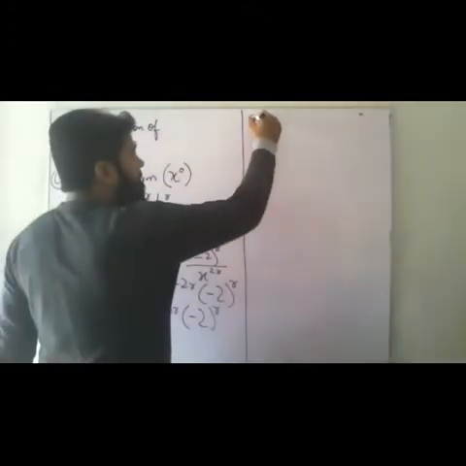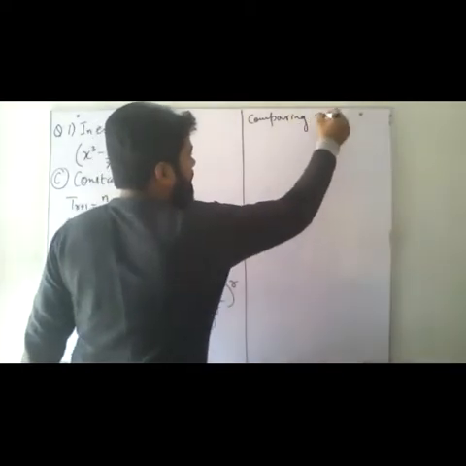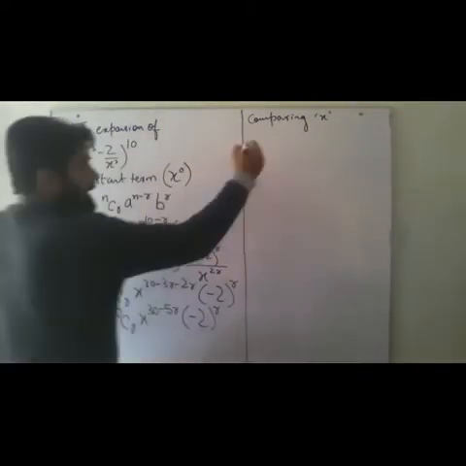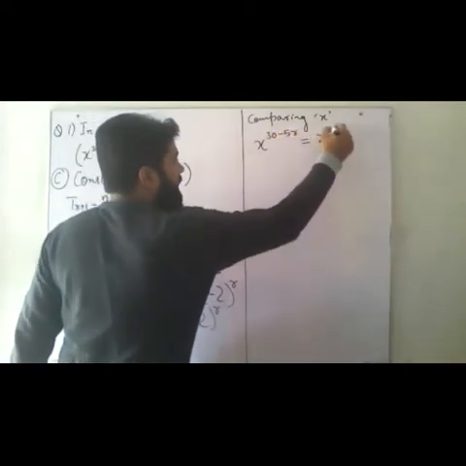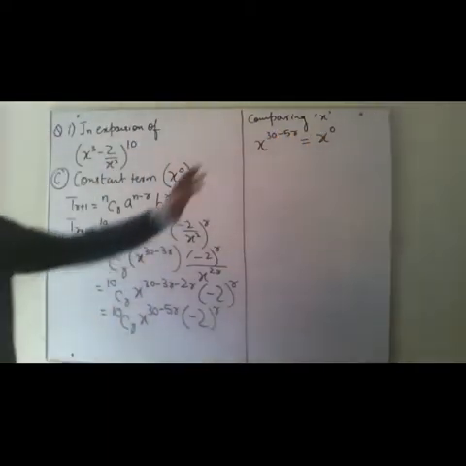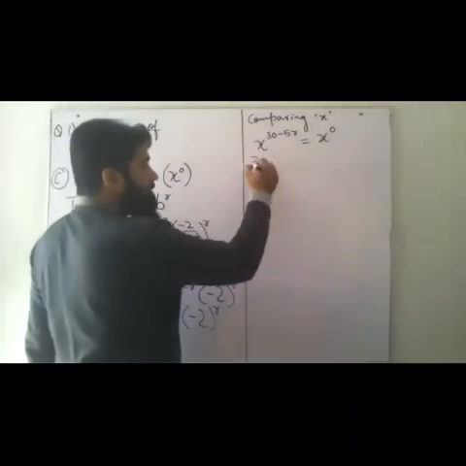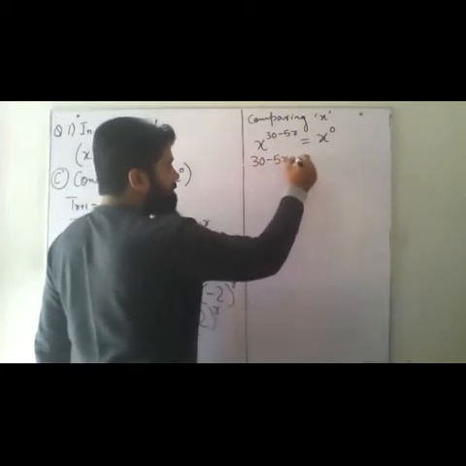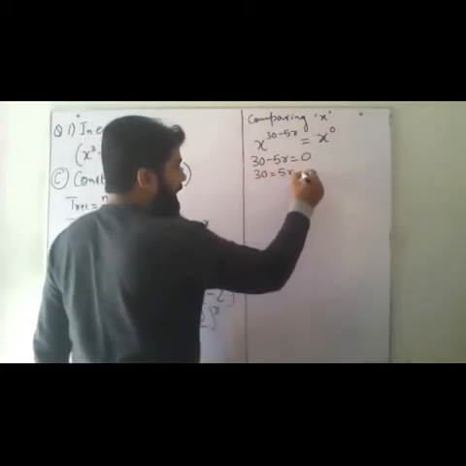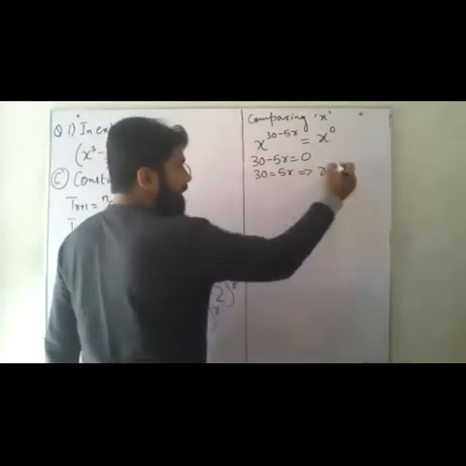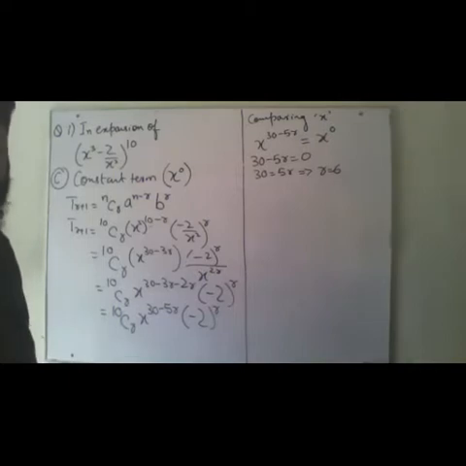So comparing, when I compare x to the power 30 minus 5r equals to x power 0, bases are same, both sides are equal. It means power will also be same. So when I simplify it, 30 equals to 5r and the value of r will be 6. The value of r is going to be 6. Okay.